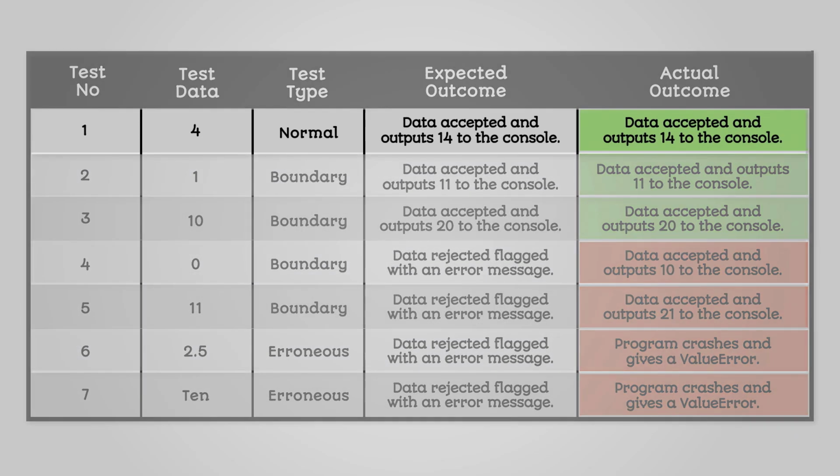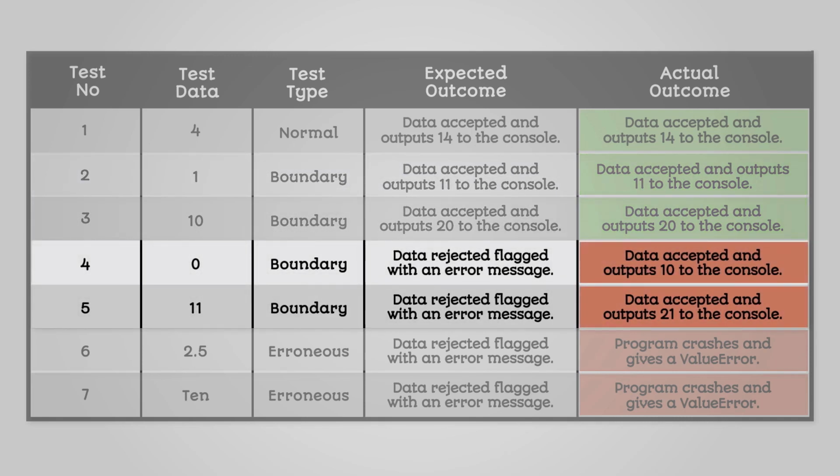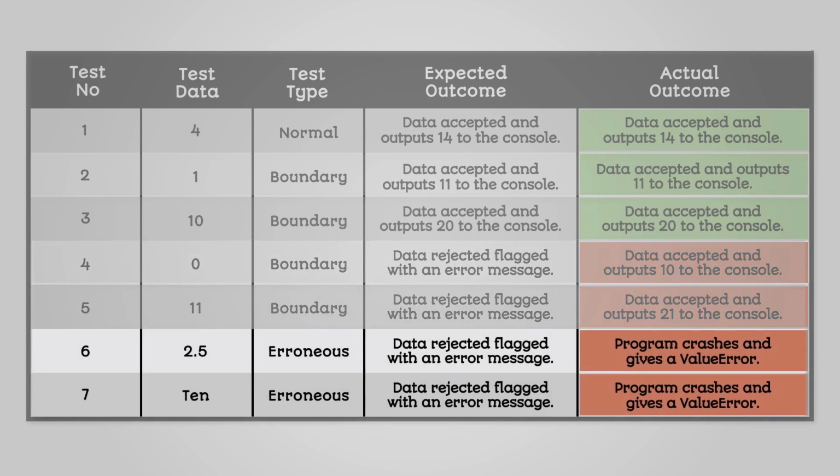Let's explain each of our test data examples. 4. This is normal because it is well within the accepted limits of what should be inputted by the user. 1 and 10. These are boundary, because they are the max and min values that should be accepted by the program. 0 and 11. These are boundary and erroneous because they are just below the min and above the max values that should be accepted by the program. 2.5 and "ten". These are erroneous as we've asked for a whole number, an integer, but one of these is a float and the other is a string.